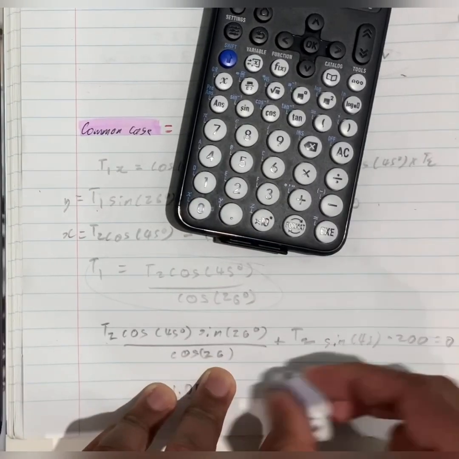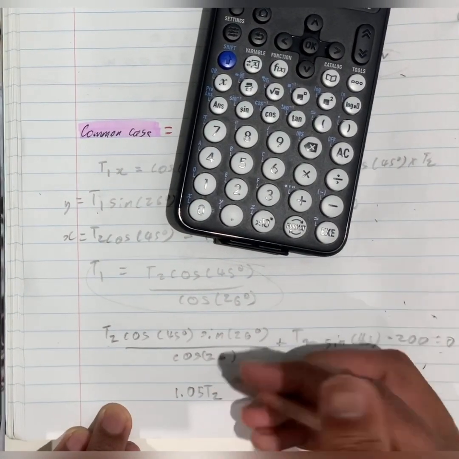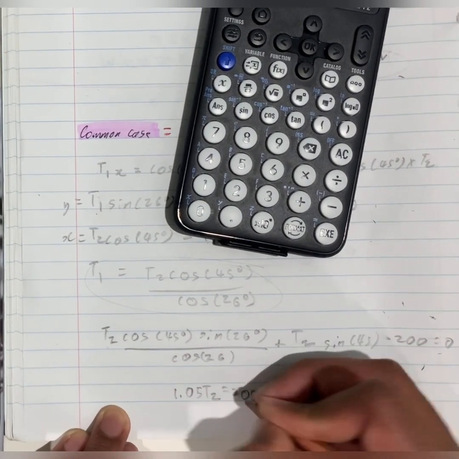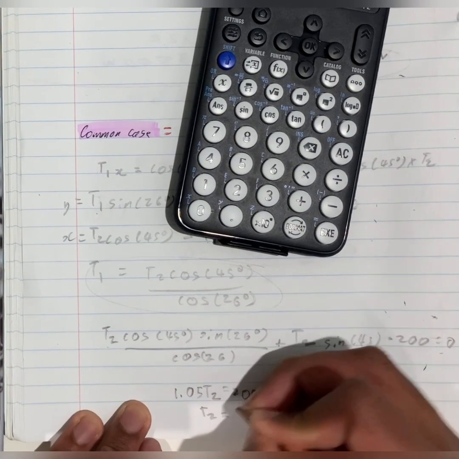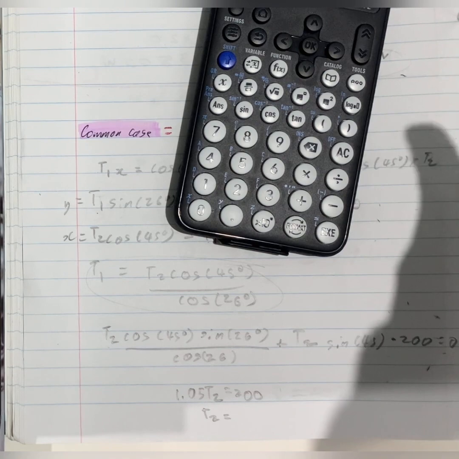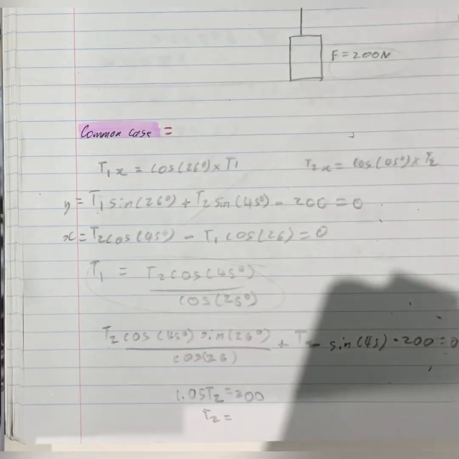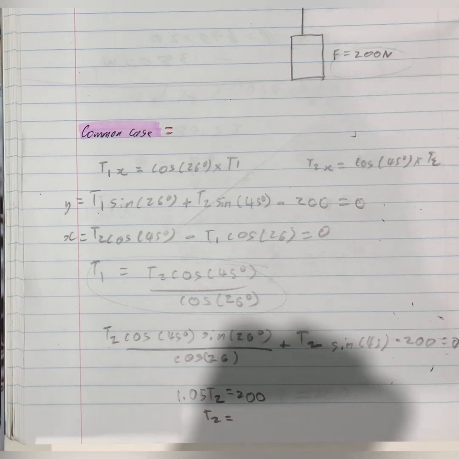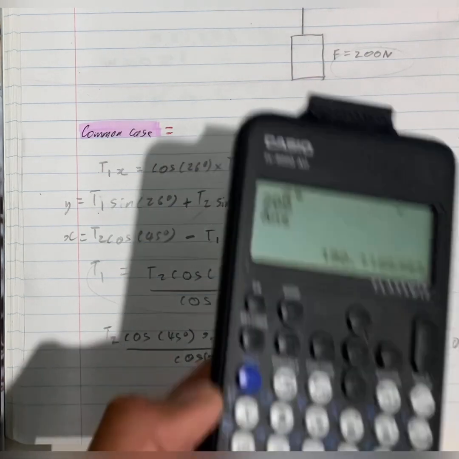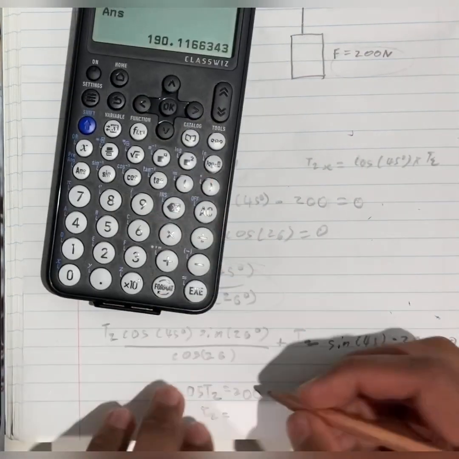I will just create some more space for myself by moving the 200 to here. So what would that mean T2 would be? Well, we can just divide 200 by 1.05 to get our T2 value, which would be 200 divided by my previous answer, 190.12 newtons.